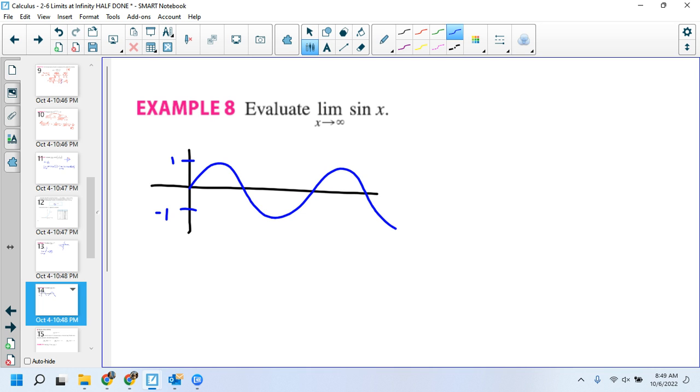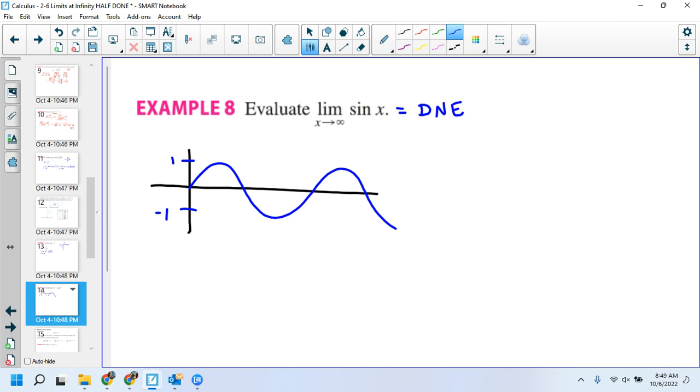So what we can say here is that the limit as x goes to infinity of sine of x does not exist. Okay, this does not exist. If it doesn't converge to one number, and I should be a little more specific about that, this is going to oscillate between two values, right? There is a difference, because this does not exist.